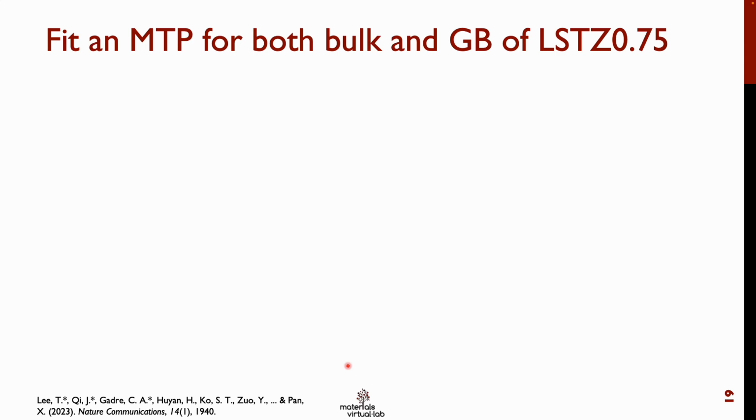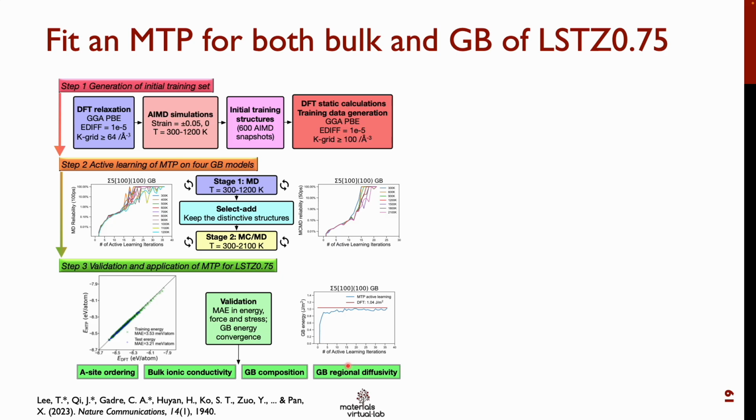So again, we use an active learning workflow to fit moment tensor potentials to study both bulk and grain boundary of this LSTZ 0.75 perovskite structure. In this workflow, in the first step, we generate an initial training set by performing MD simulations and static calculations. With the initial training set, we start active learning in 2 stages. The first stage we do MD, and the second stage we do MCMD on grain boundary models.